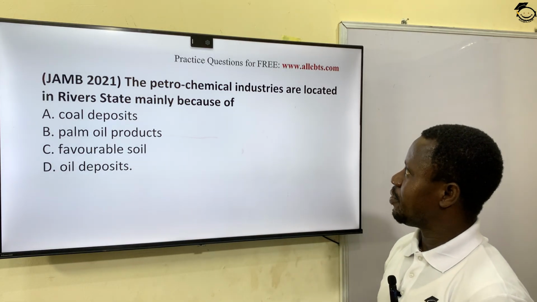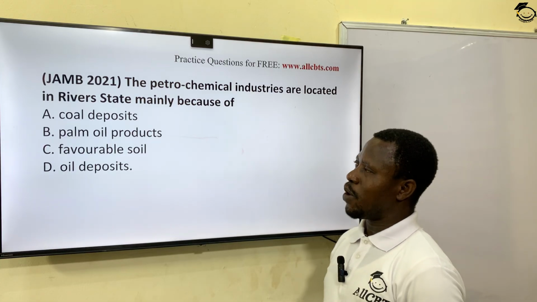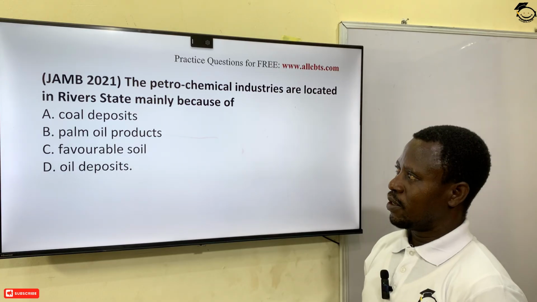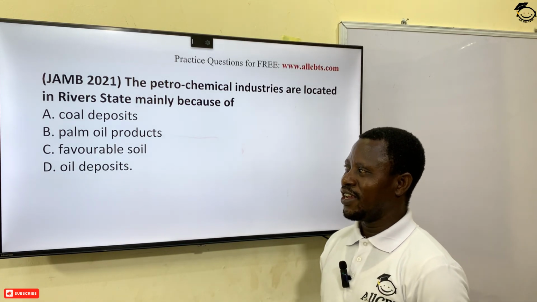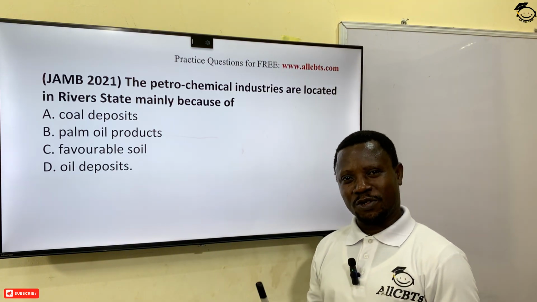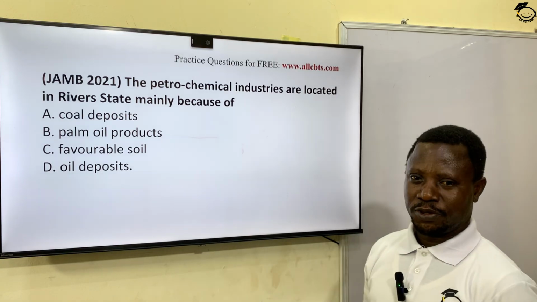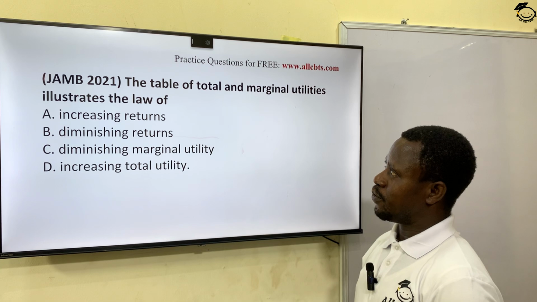The petrochemical industries are located in river states, mainly because why do we have petrochemical industries all around river states? Why? A, coal deposit, palm oil product, favorable soil, oil deposit. Of course, it's because of the presence of what? Crude oil deposit. Option D is the correct answer. All right? We look at the next question.